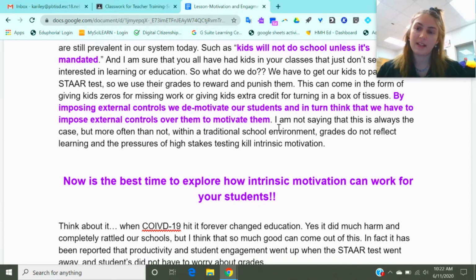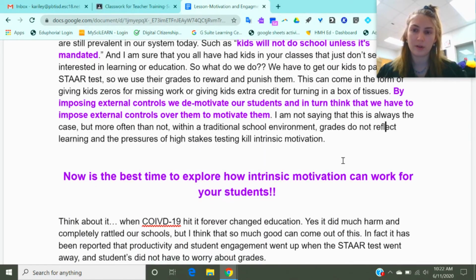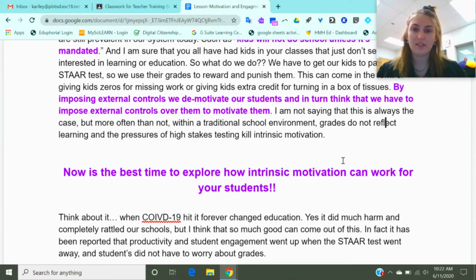And I'm not saying that it's always the case, but more often than not, in the traditional school environment, grades do not reflect learning, and there are the pressures of high stakes testing and that whole idea of you have to memorize X, Y, and Z. Okay, now that you know that, we have to memorize A, B, and C. And so there's no real connection there. It's just know this, know that.